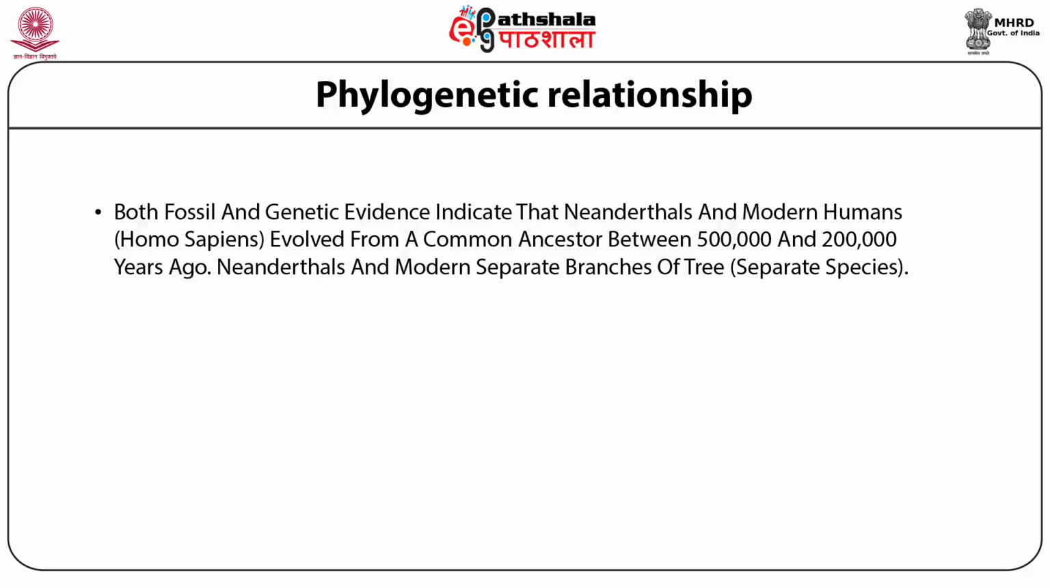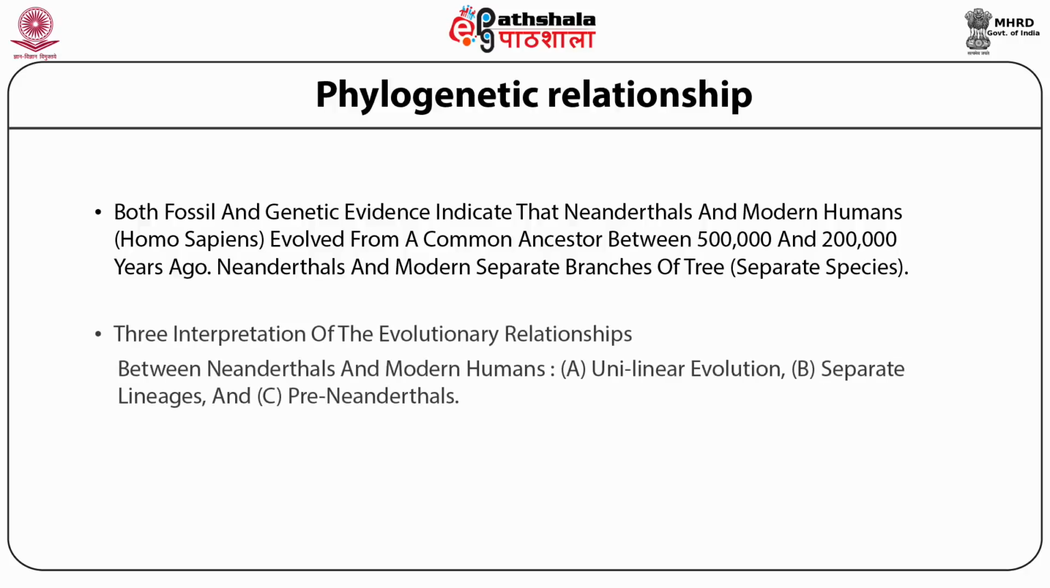Neanderthal and modern human are separate branches of the tree, that is, they both are separate species. Three interpretations of the evolutionary relationship between Neanderthal and modern human: one is unilinear evolution, second is separate lineage, and third is pre-Neanderthal.